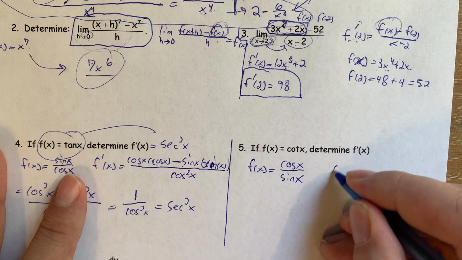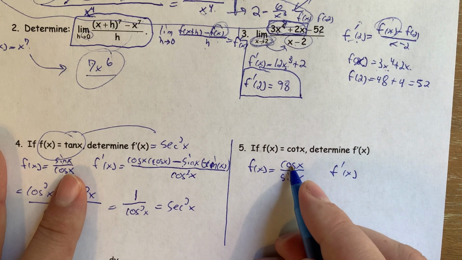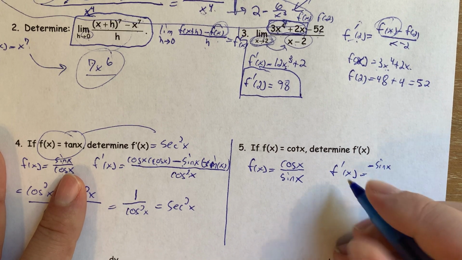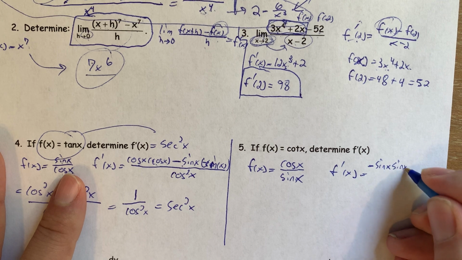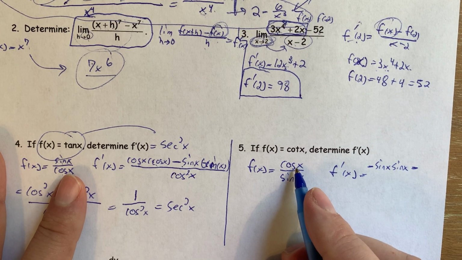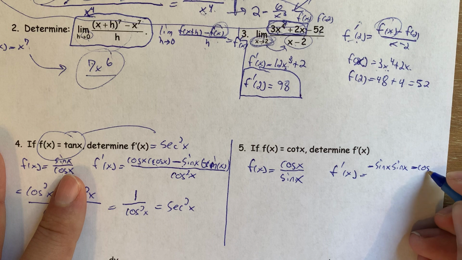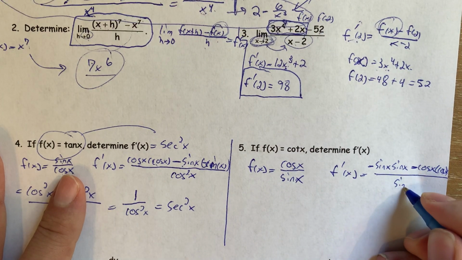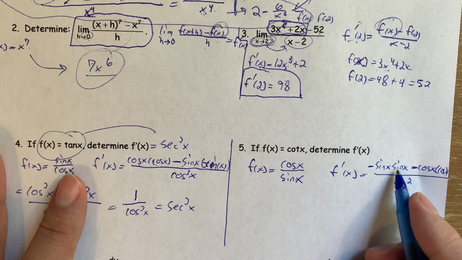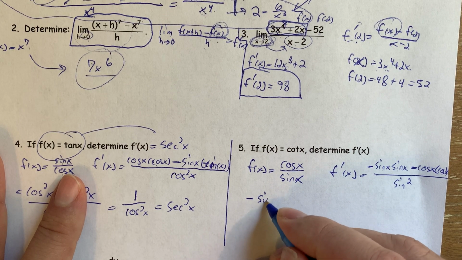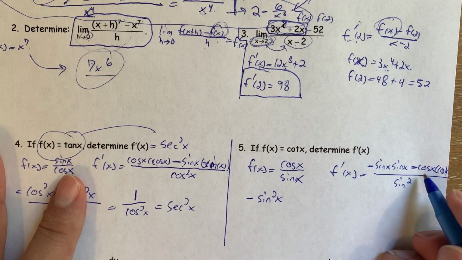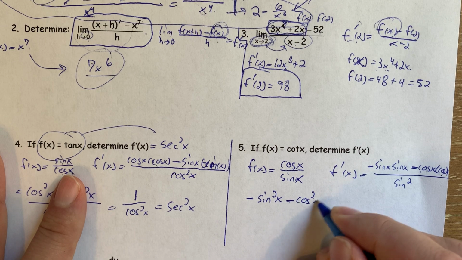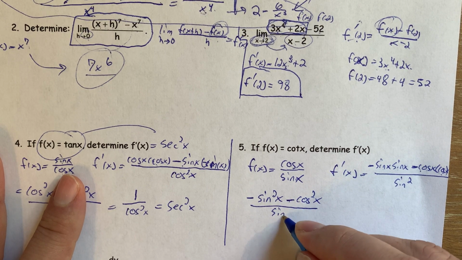So the derivative is equal to the derivative of the top. The derivative of cosine is negative sine of x times the bottom, left alone, minus, we leave the top alone, times the derivative of the bottom, over the bottom squared. Here we have negative sine of x times sine of x, which is negative sine squared of x. Here we have a negative times a positive, which is a negative cosine squared of x, over sine squared of x.